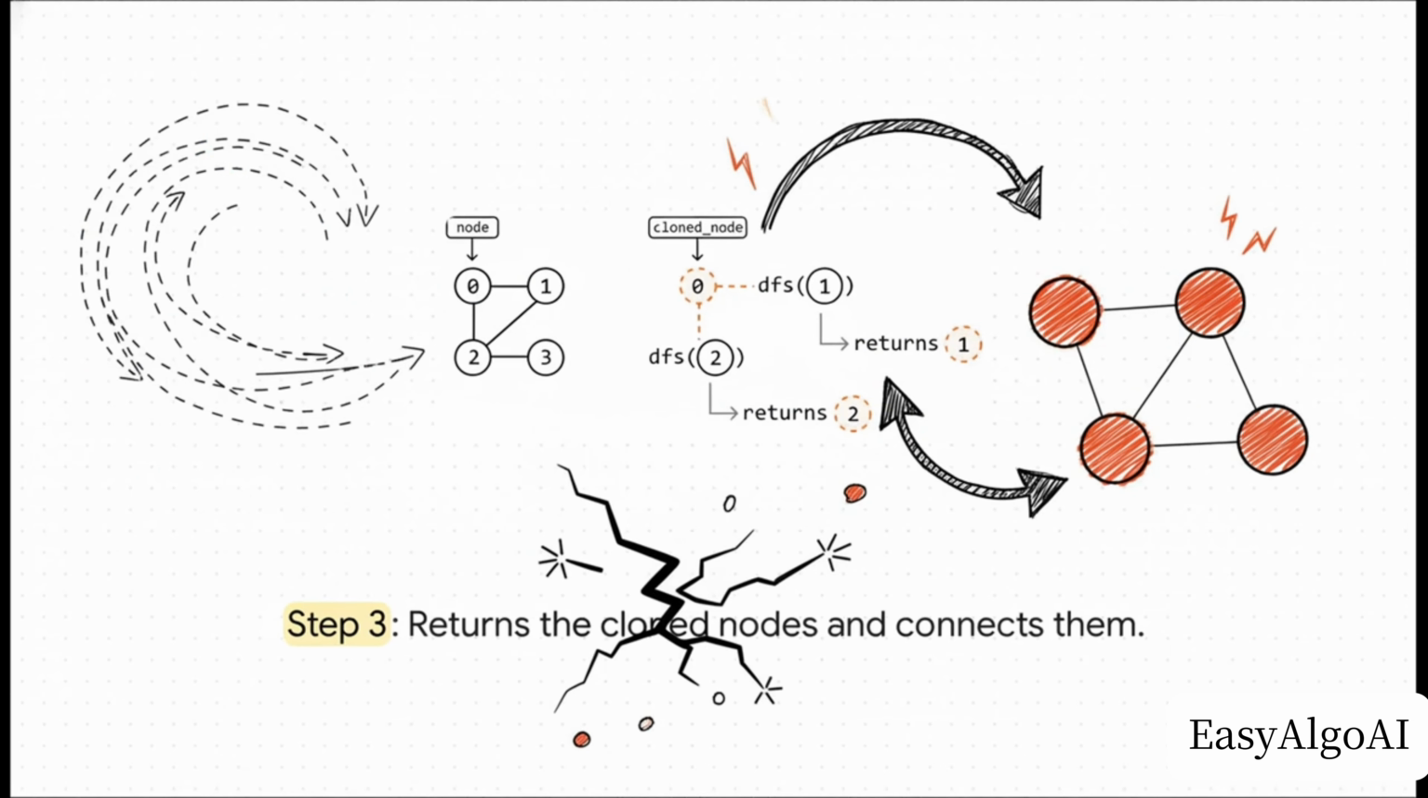And here is where it all snaps together. Step 3, returning the cloned nodes and connecting them. Once those recursive DFS calls finish building node 1 and node 2, they send those cloned nodes right back to our original call at node 0. Our cloned node 0 then adds them to its neighbor list, securing those connections. Our new network is officially coming alive. But as with any complex construction project, we're about to hit a massive structural hazard.